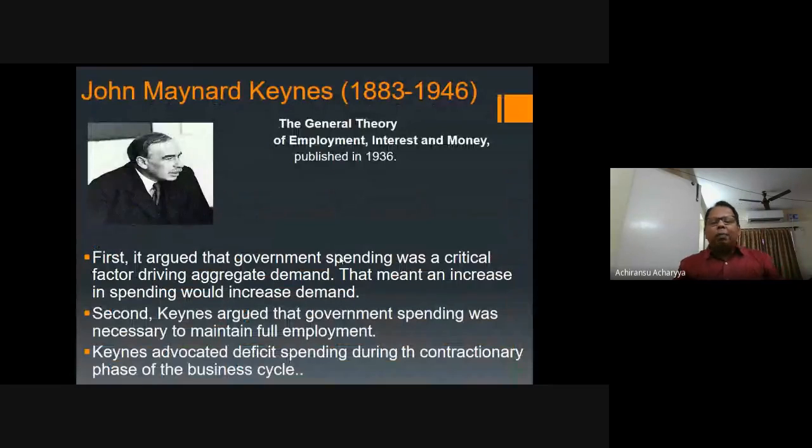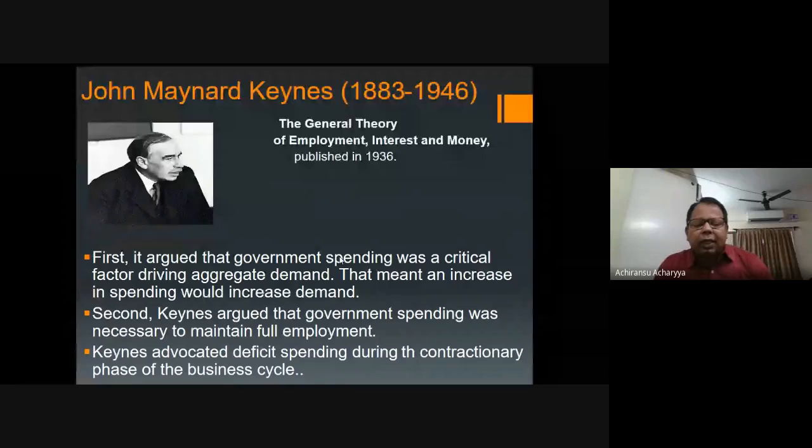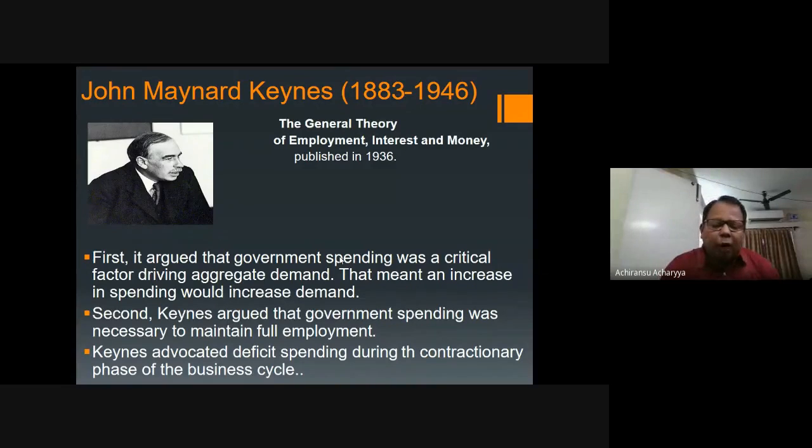So enter John Maynard Keynes with his book, The General Theory of Employment, Interest and Money. Keynes had a very strong argument for the government to spend money. He argued that government spending was a critical factor driving aggregate demand, meaning an increase in spending would increase demand. Second, Keynes argued that government spending was necessary to maintain full employment. And Keynes advocated deficit spending during the contractionary phase of the business cycle.